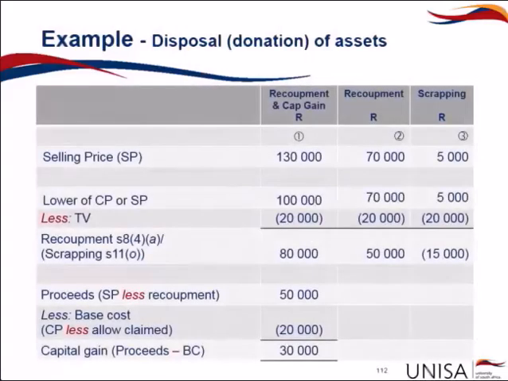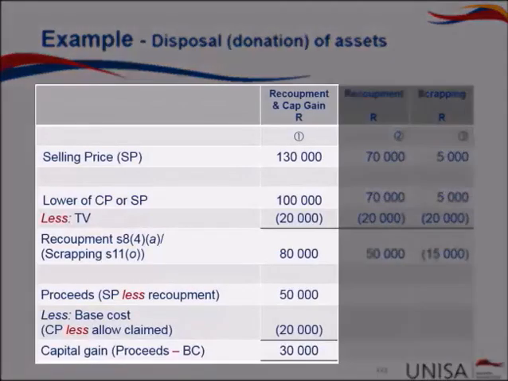If we look at the selling prices, and we have a look, if we sold this asset for 130,000, so in excess of its cost price of 100,000, we need to, when we are working out the recoupment, limit the selling price to the cost price of 100,000. From that, we will deduct our tax value, which is the difference between the 100,000 cost and the 80,000 deductions that we got. That will give us a recoupment of 80,000 in terms of Section 8.4a.